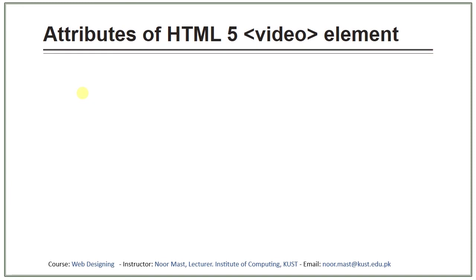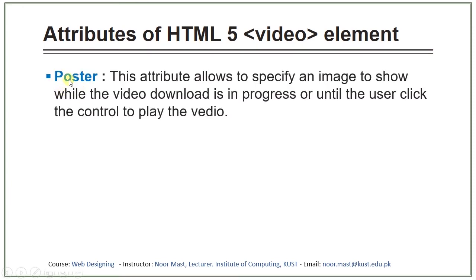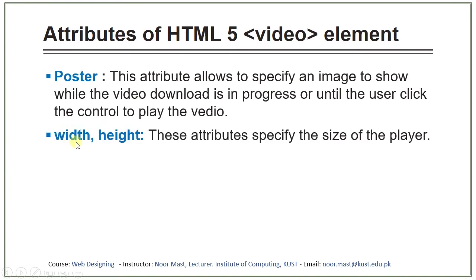Attributes of the HTML5 video element. The poster attribute. Through this attribute, a developer specifies an image to show while the video download is in progress or until the user clicks the control to play the video. The width and height attributes specify the size of the player.